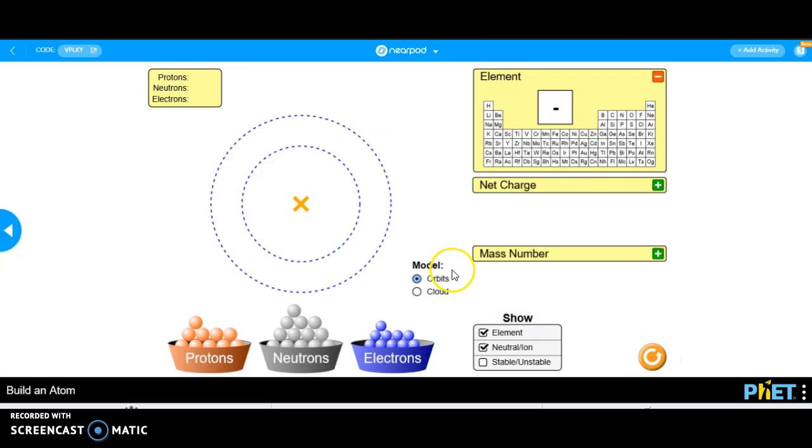Now let's try it. Let's make a negative ion. Let's do oxygen again. So we need 8 protons because oxygen's atomic number is 8. The atomic mass is 16, so 16 minus 8 is 8 neutrons, because again, we do atomic mass minus atomic number.